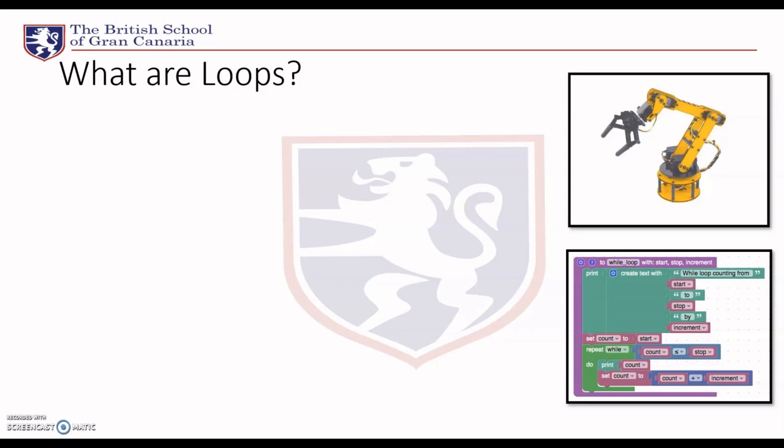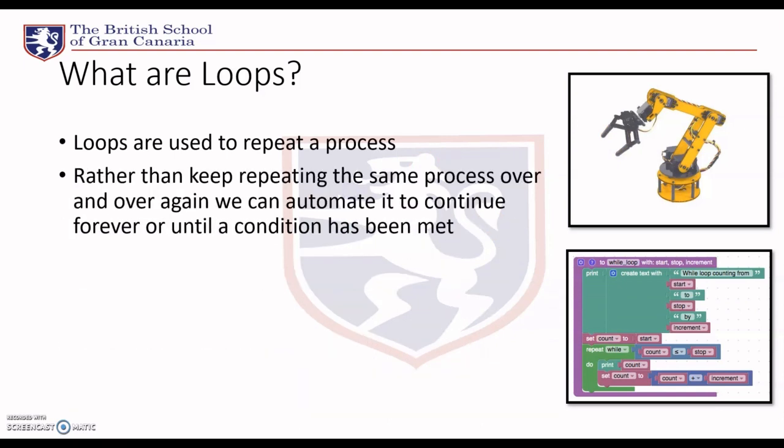Okay? And the robots can execute exactly the same task as a human, but they can do it much faster and much more efficiently. And they're programmed to do it over and over again, and they don't get exhausted. So in actual fact, car production plants are now producing far more cars and arguably better quality cars because they've got robots doing the job on a loop. Okay, so now the loops are used to repeat the process. So rather than repeating the same process over and over again, they're automating it and they're continuing it forever or until the condition has been met.